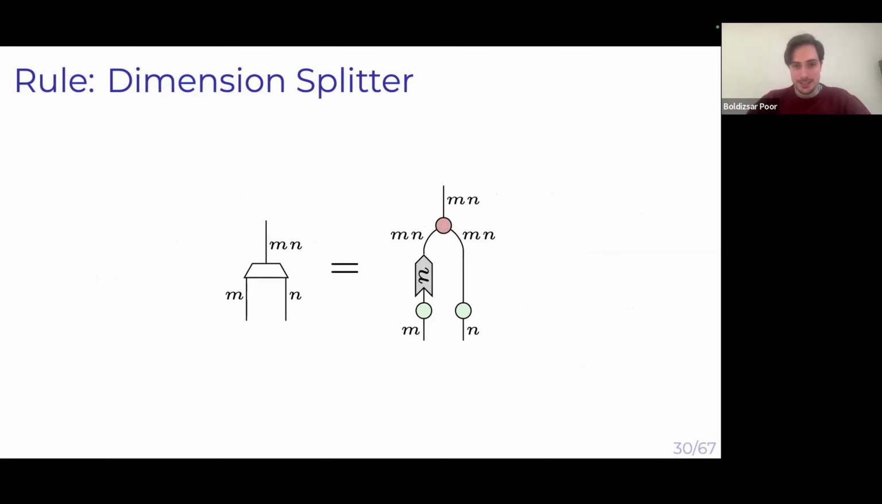Something else we found, which is a very useful rule, is the decomposition of the dimension splitter. So what we can do is express this dimension splitter in terms of only the Z and X generators. And then we can use this decomposition to prove several properties of this dimension splitter.